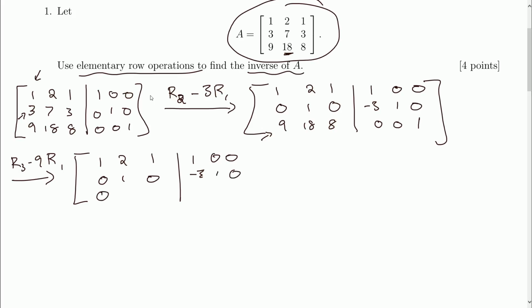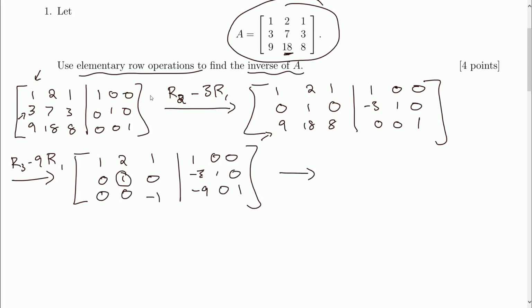And then get rid of the 9 is 0. 2 times 9 is 18, so subtract that from 18, that's 0. And 1 times 9 is 9, subtract that from 8 is negative 1. Okay, we'll get negative 9 here, 0 and 1. Alright, not too bad, not too bad.